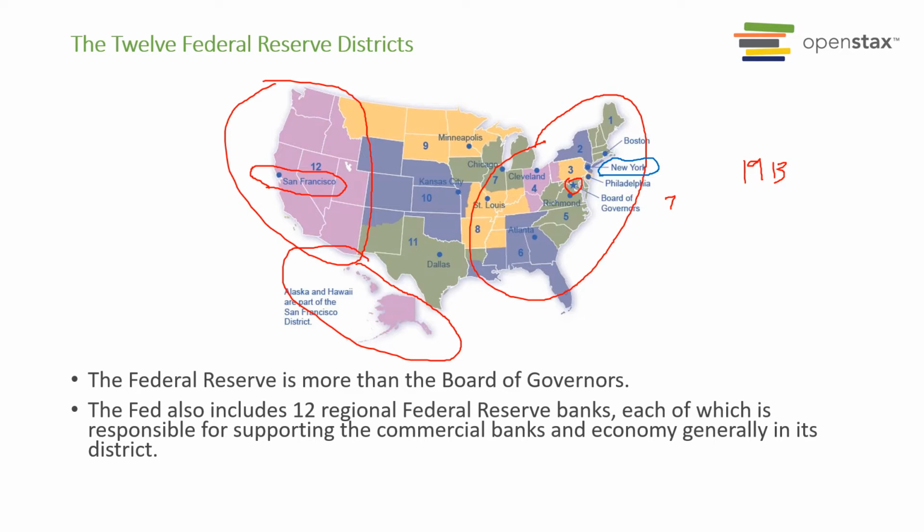For our monetary policy, all the buying and selling of our government bonds is conducted at the New York branch of the Federal Reserve banking system. That's where government bonds are sold and bought. That's why the New York branch is the most important branch out of the 12 banking system.